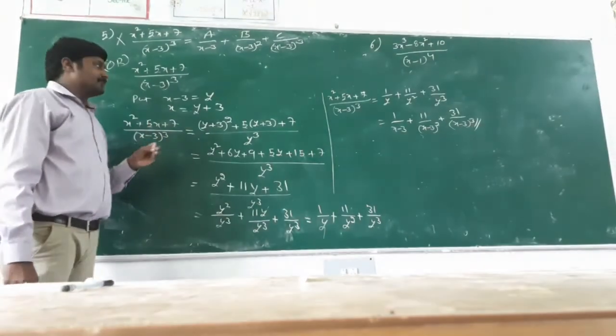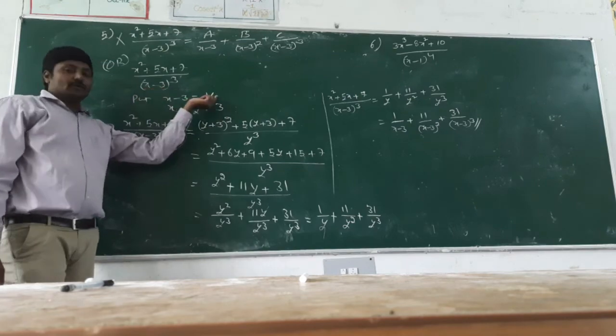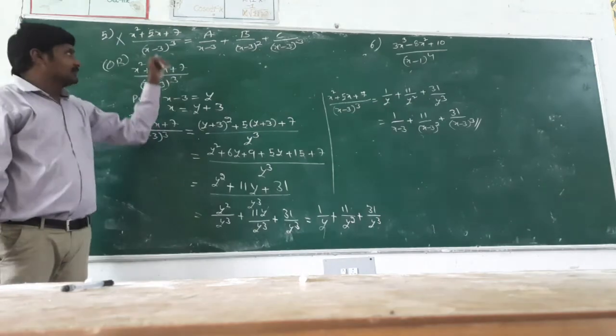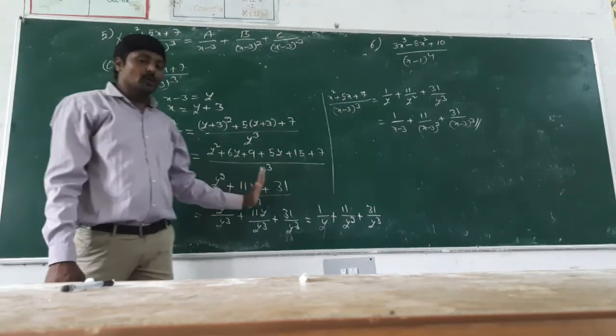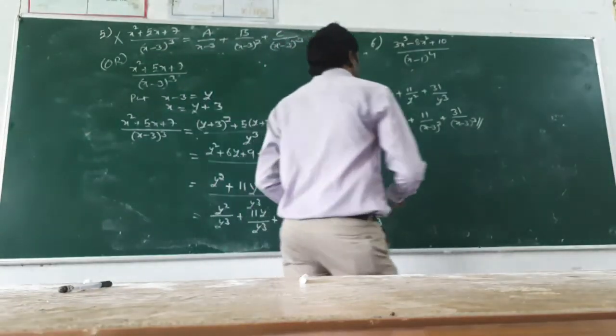It is a very simple method. We substitute the denominator factor equal to y and find the x value in terms of y. The entire fraction is converted to y, and when you simplify, you get the direct A, B, C, D and the direct fractions.